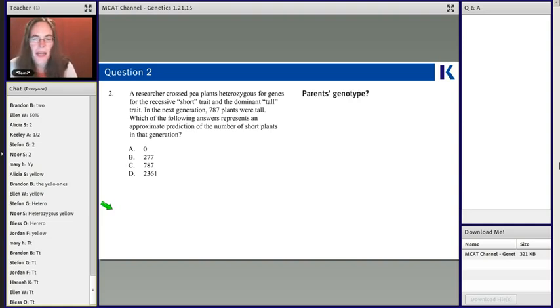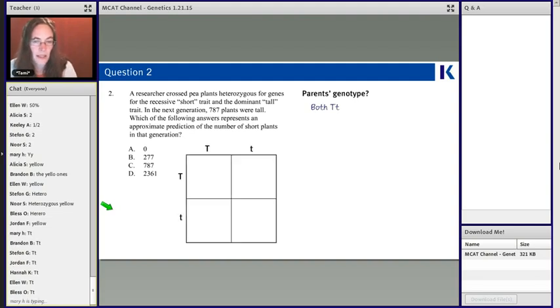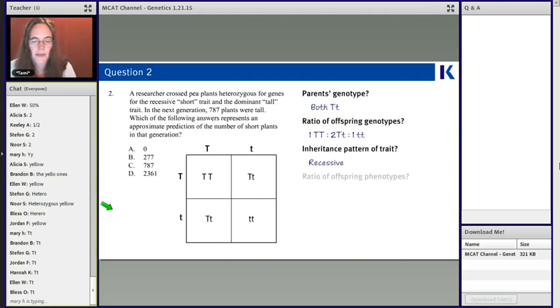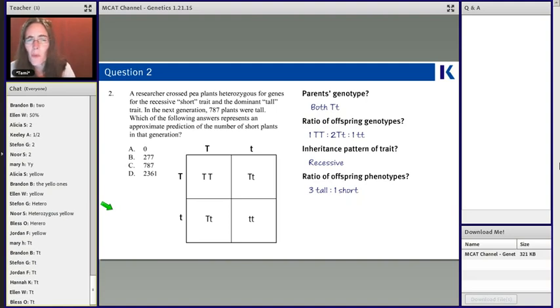Which of the following answers represents the approximate prediction for the number of short plants in that generation? If we look at this, our parents are both big T, little t, because that's what you said. We look at our offspring, and this is what we possibly have. The ratio of genotypes is 1 homozygous dominant, 2 heterozygotes, 1 homozygous recessive. The ratio of the offspring phenotype is 3 tall, 1 short. Oh, hold the phone. 3 tall, 1 short. That means I should have way more talls than shorts.